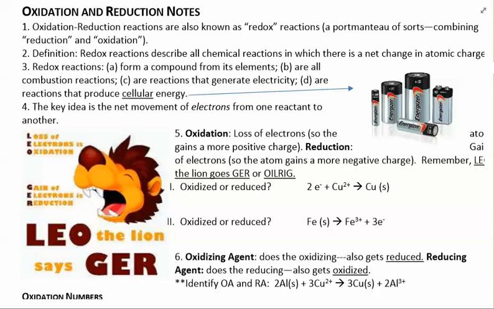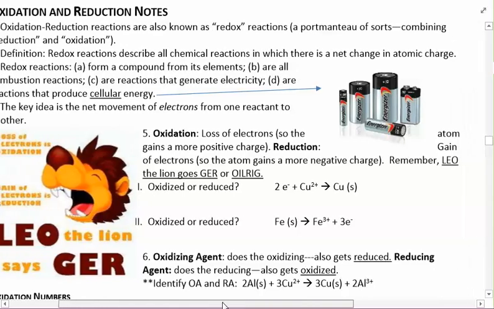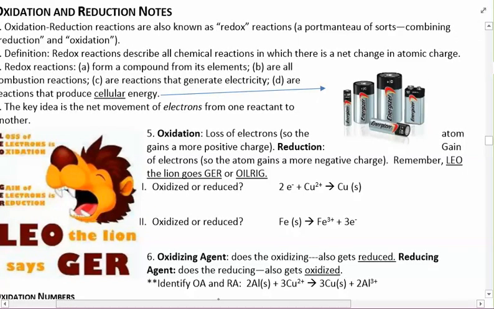There's a redox reaction going on inside of it, which provides the voltage for the battery for whatever purpose you're trying to run. So we have oxidation. Oxidation is the loss of electrons. So you can think of oxidation as gaining more positive charge. Reduction is the gaining of electrons, so the atom can gain a more negative charge.